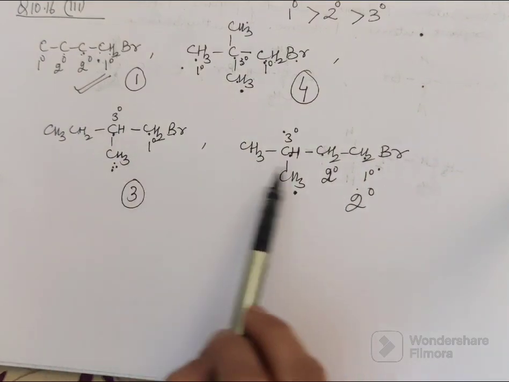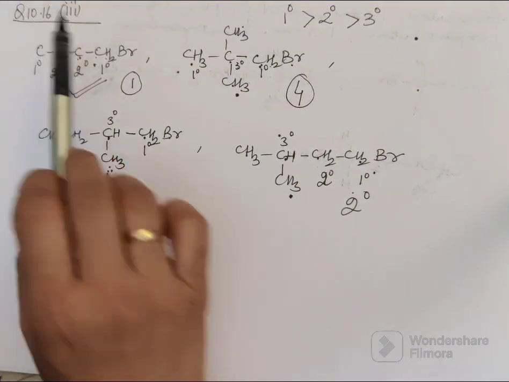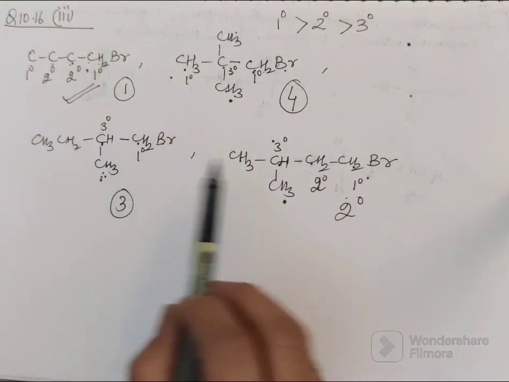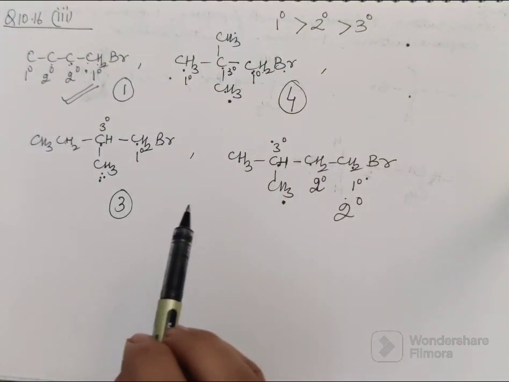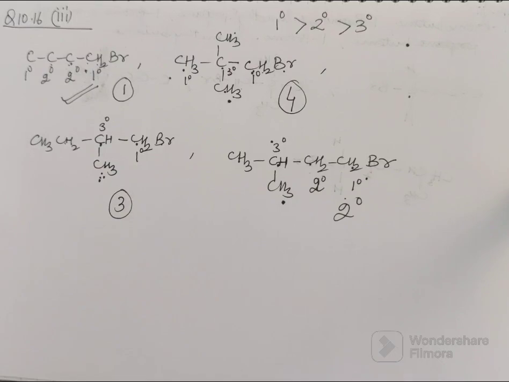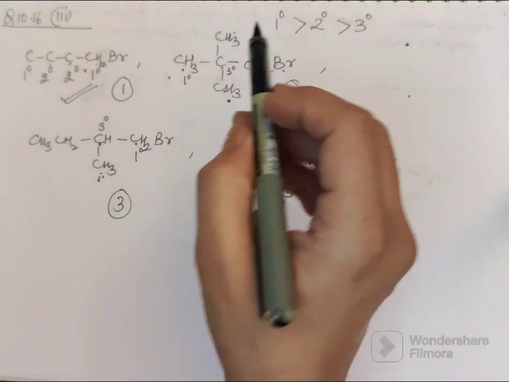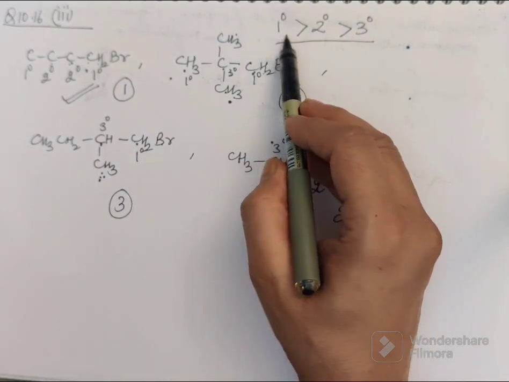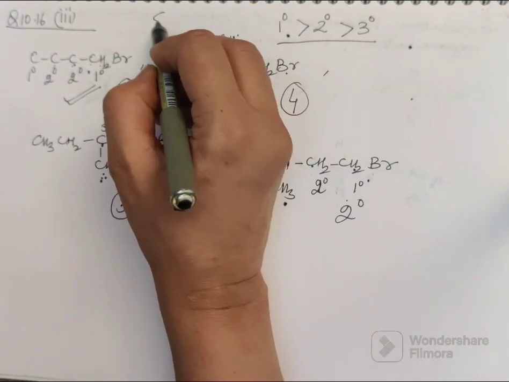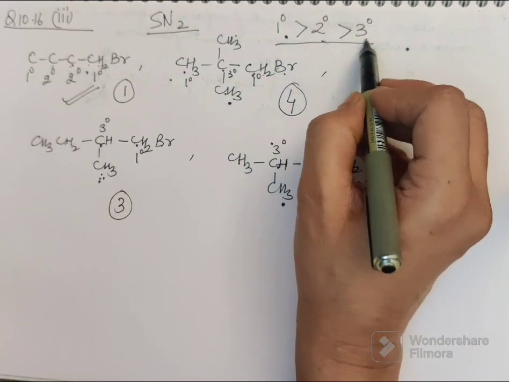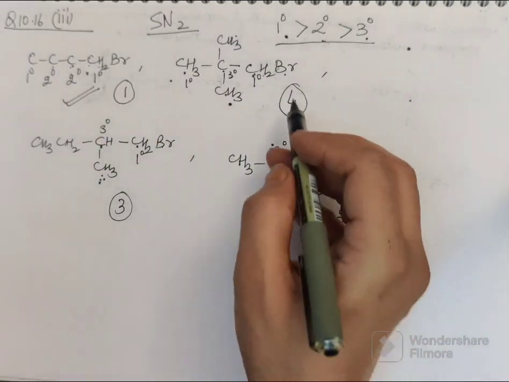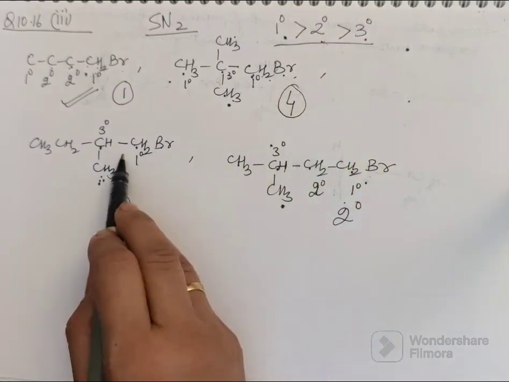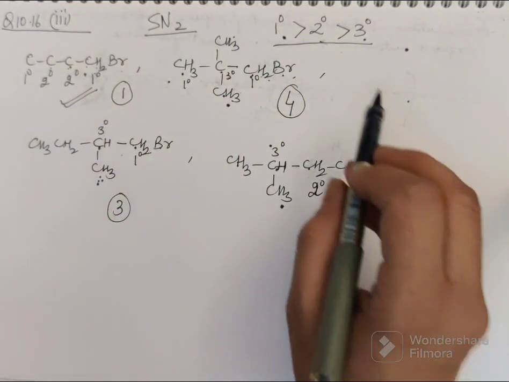Let us look at this question 10.6, third part of NCERT back exercise, in which 4 compounds are given and you are supposed to arrange them in the increasing order of reactivity towards SN2 mechanism. For SN2, we know the order of reactivity is primary alkyl halide gives the SN2 reaction fastest, then secondary, then tertiary. But if we look at these 4 compounds, they are all primary alkyl halides. If you look at the CH2Br and so on, they are all primary alkyl halide.